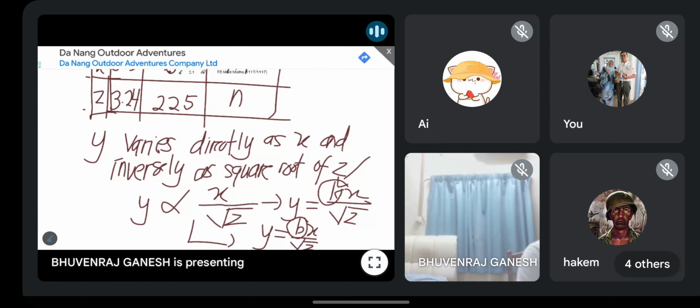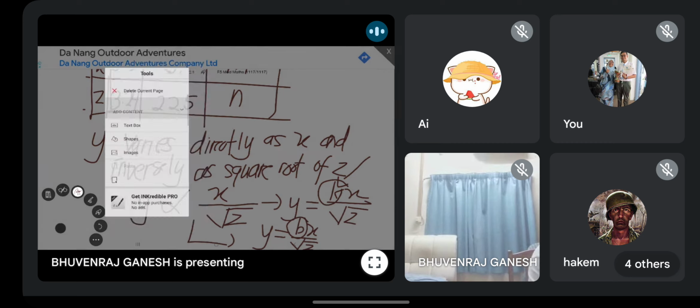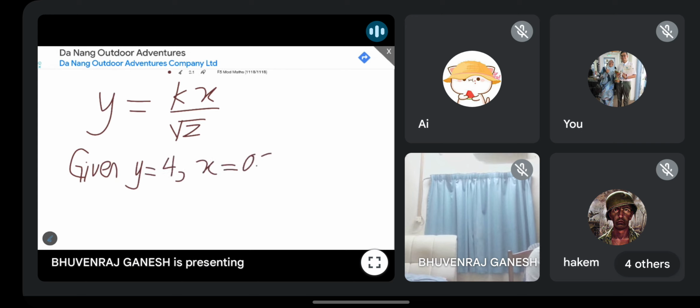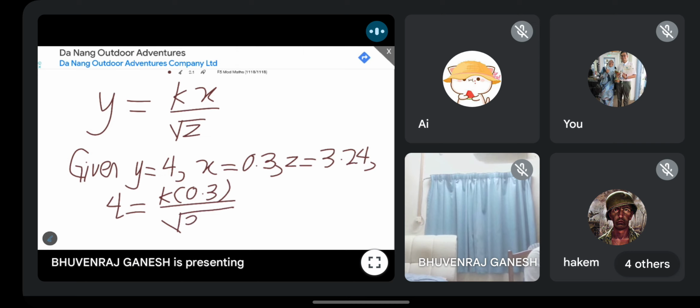So I show the steps here a bit. Use next page. You have y equals kx over square root z. In your exam, you can write like this. When you answer the question, you can say that given y equals 4, x is 0.3. This is for being systematic in the exam. You write like this, then you continue your steps and solve. You substitute all the information. From here, you will get k equals 24.